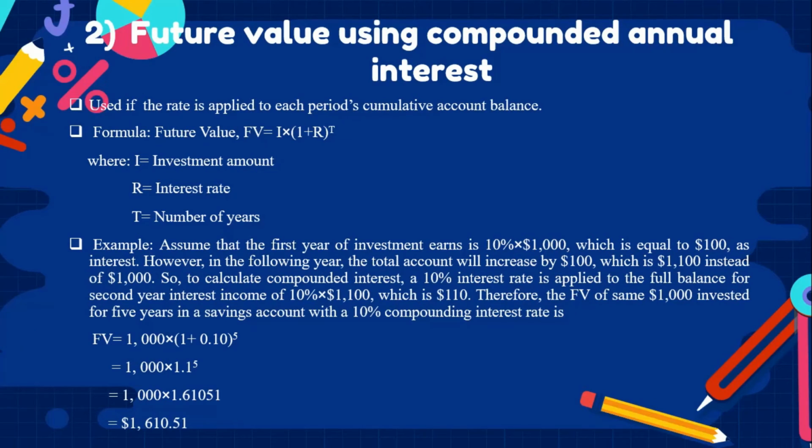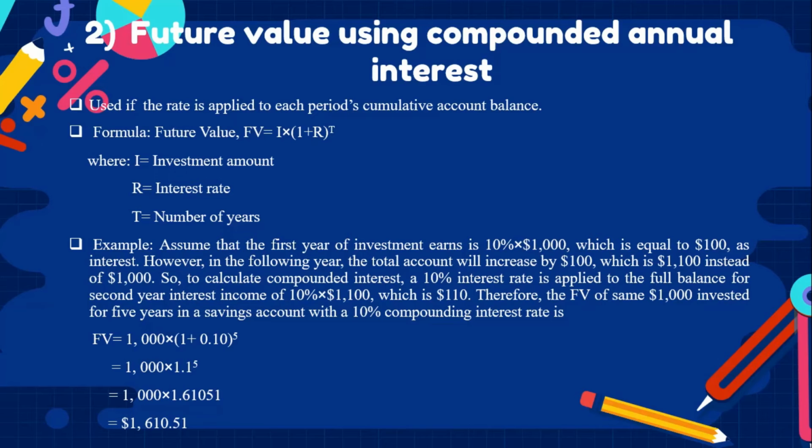$1,500. Number 2 is future value using compounded annual interest. It is used if the rate is applied to each period's cumulative account balance. The formula is future value FV is equal to I multiplied by 1 plus R to the power of T, where I is investment amount, R is interest rate, and T is number of years.